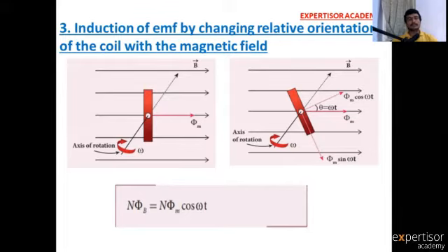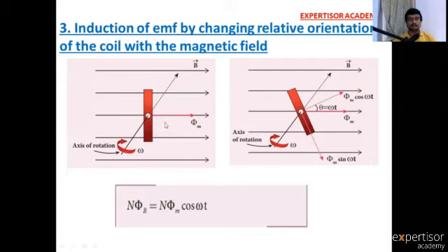There are three methods to produce the induced EMF in a magnetic field. The first two methods were completed in earlier videos. This is the third method: induction of EMF by changing the relative orientation of the coil with the magnetic field.